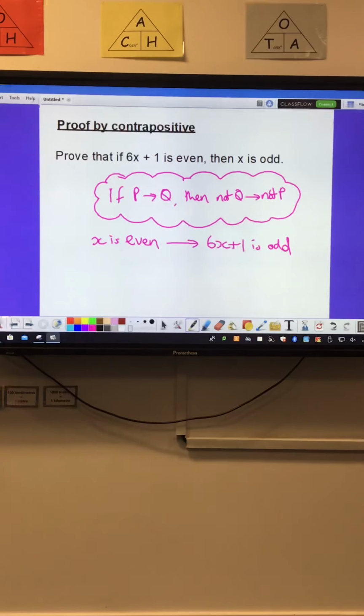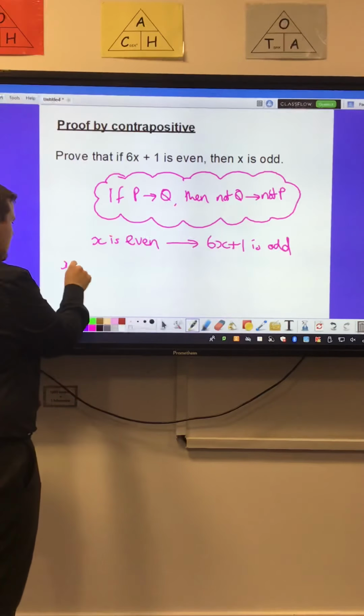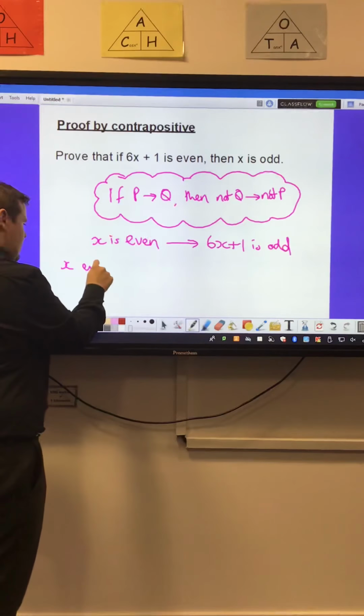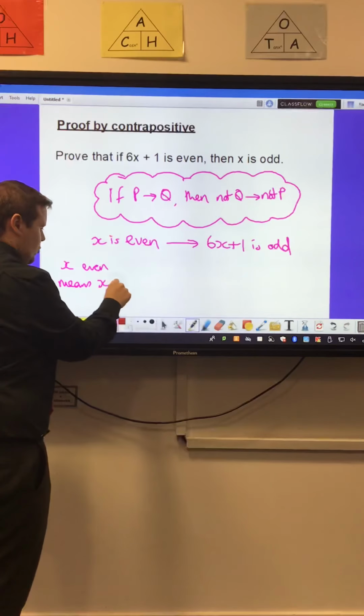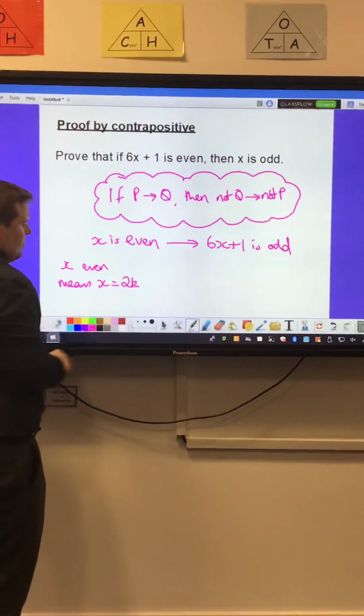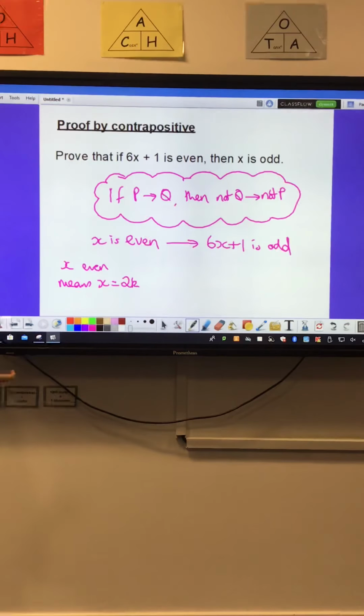Okay, so, well, let me start off. If x is even, that means that x equals 2 times something. Okay, that's the way you can write an even number.